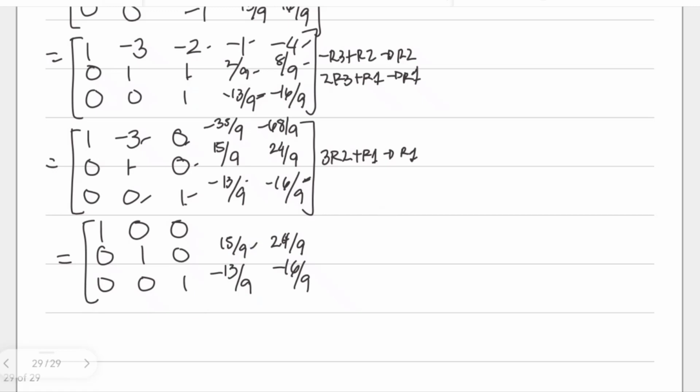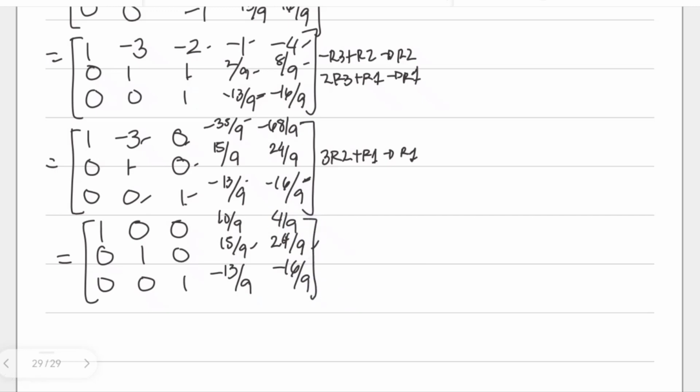3 times this is 45. Okay? That's positive 45. Plus this, negative 35. So you have 10 ninths. Thrice of this is 72. 72 over 9. This is minus 68. So you have 4 ninths.